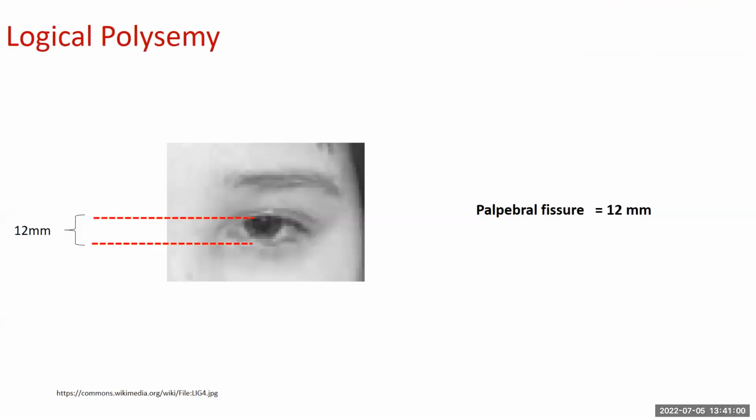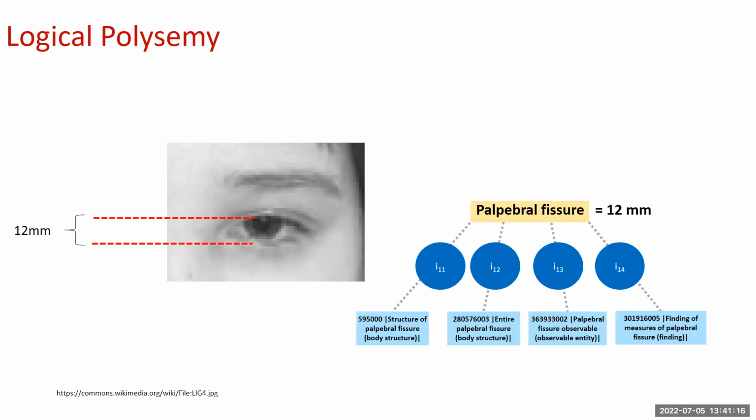Yeah. And just one example, which is called logical polysemy, and which is really an issue in SNOMED, is, for instance, something like this. We have palpable fissure equals 12 millimeter. So the problem here is that in SNOMED, we find 4 different concepts for this: structure of palpable fissure, entire palpable fissure, palpable fissure observable, finding of measures of palpable fissure. So which one to take?